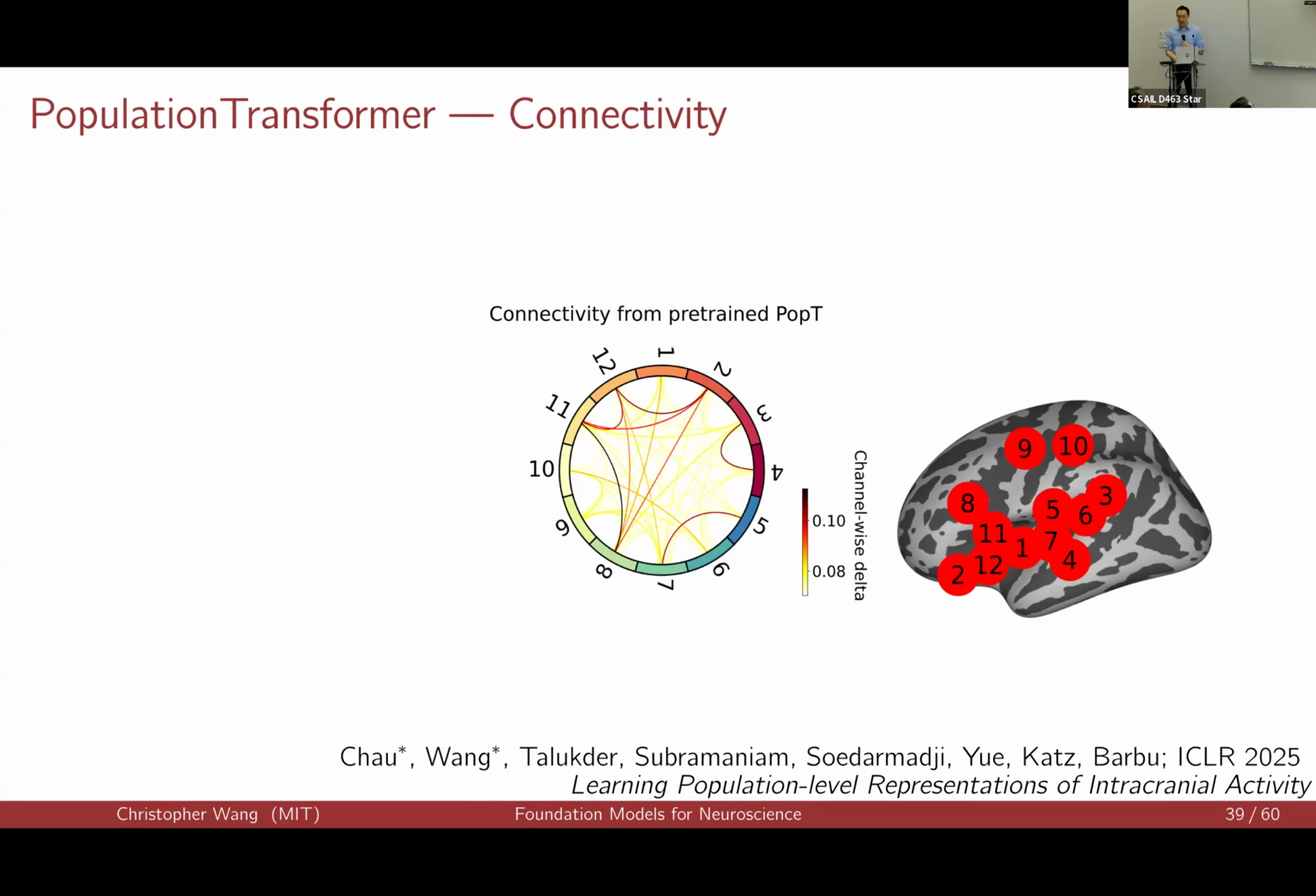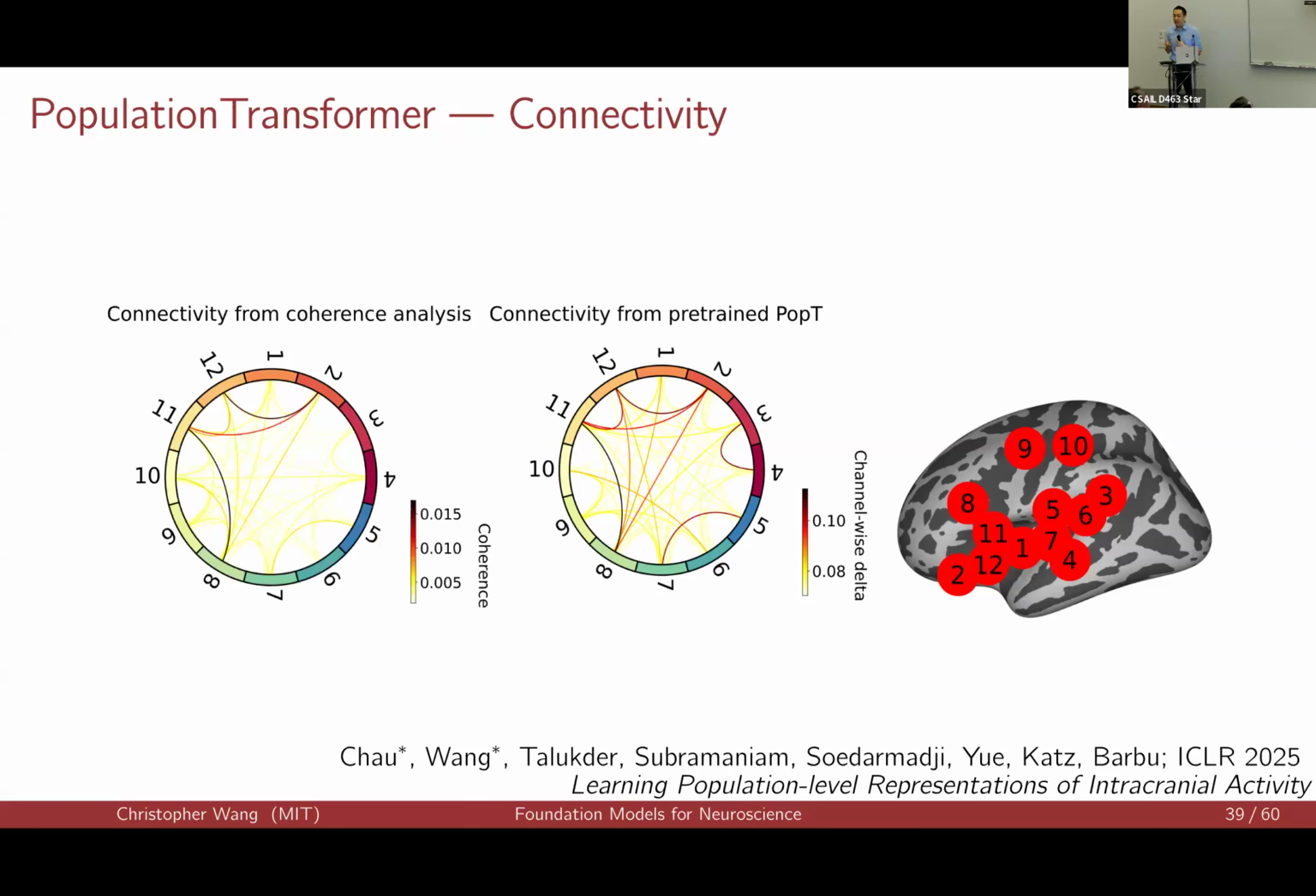What's really cool about this is we do recover the edges found by the traditional connectivity analysis. We actually get a superset of the edges, and this is because the Population Transformer is going to be sensitive to relationships outside of cross correlation, outside of whether or not the waveforms literally overlap.